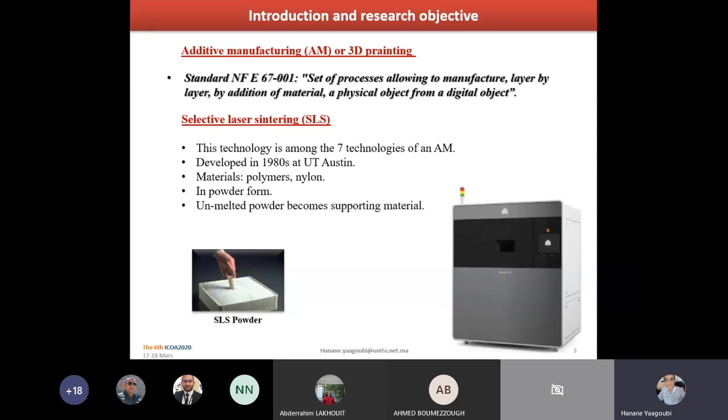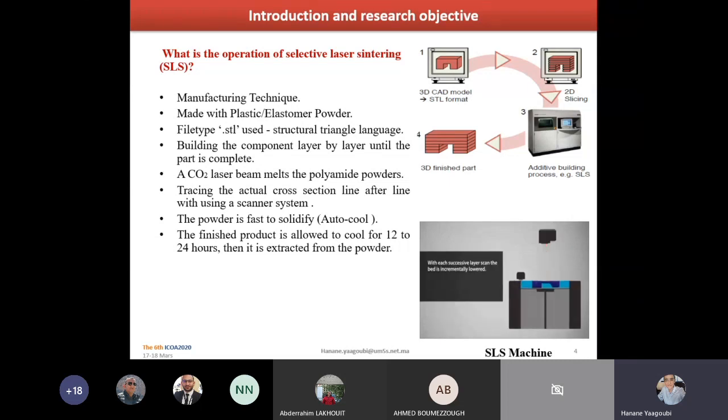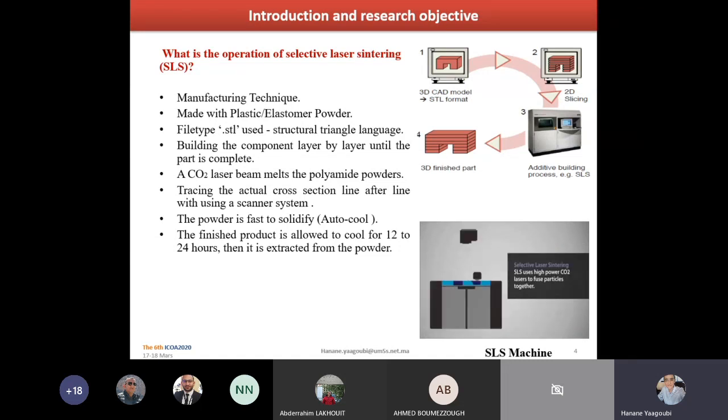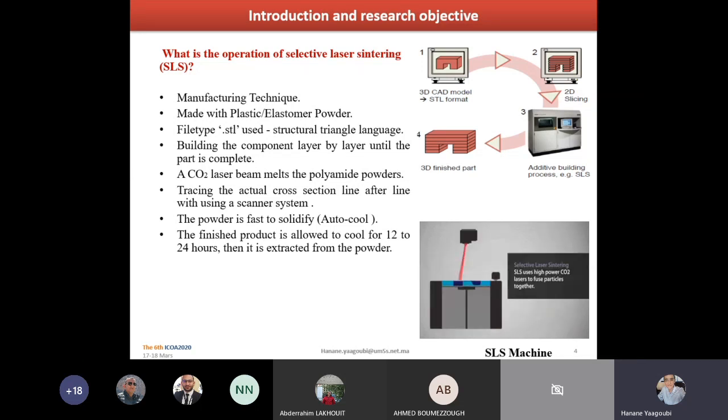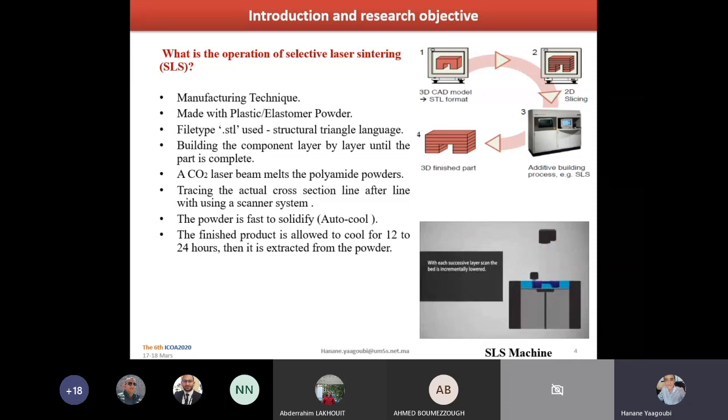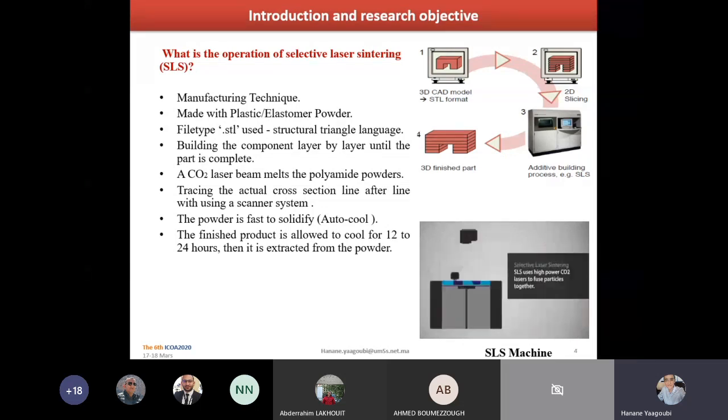So what is the operation of selective laser sintering? It is a manufacturing technique made with plastic or elastomer powders, and we use the file produced by three-dimensional modelization software for building the component layer by layer until the part is complete. A CO2 laser beam melts the polyamide powder by tracing the actual cross-section line after line using a scanner system, as you see in the figure. Then the powder solidifies, and the finished product is allowed to cool for 12 to 24 hours. Then it is extracted from the powder.